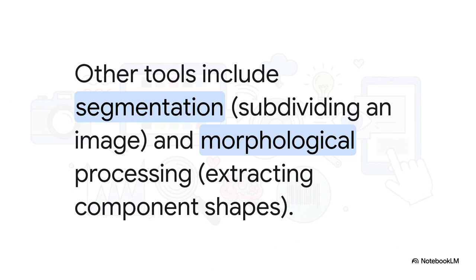For instance, there's a technique called segmentation. This is how a computer can look at a crazy traffic jam photo and draw a box around every single car. It's dividing the image into meaningful parts. And then, something called morphological processing can kick in to analyze the shape of those objects, which is exactly what you need if you want to, say, automatically read the license plate on each of those cars.